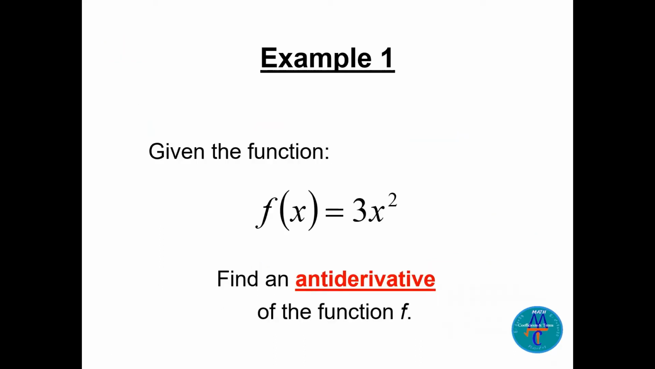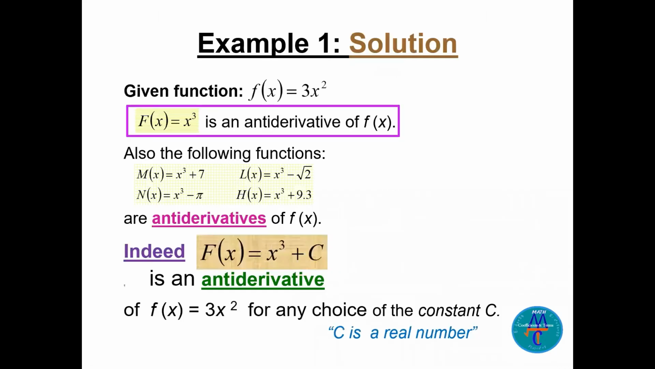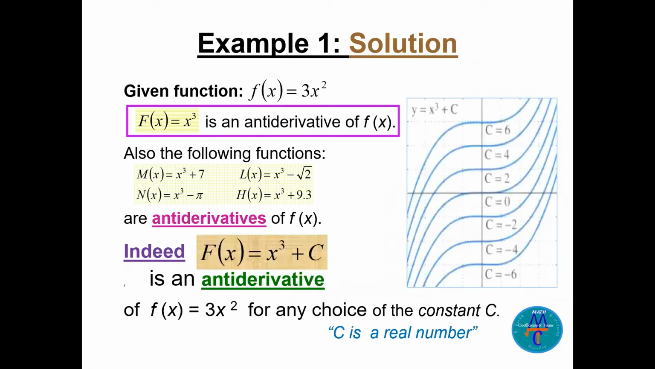If we look at a simple example here, given a function f of x equals 3x squared, find an antiderivative of the function f, which means find a function whose derivative is this f. So easily, by a little thinking, we can have capital F of x equals x cubed as an antiderivative of this f. Because try to find capital F prime here, it will be 3x squared. Bring the 3 down, subtract 1.